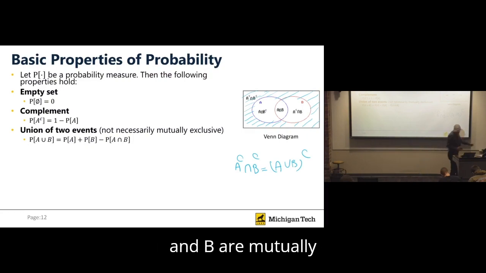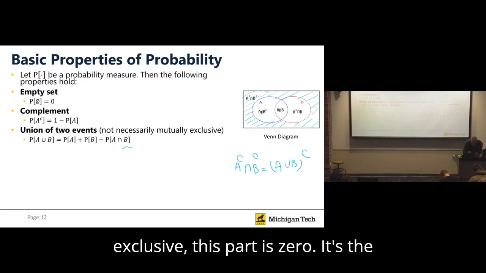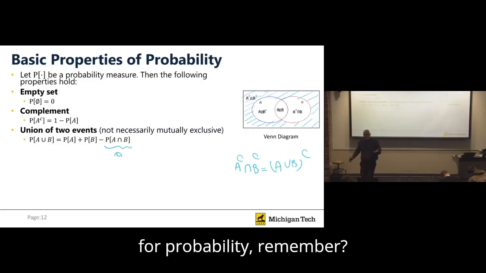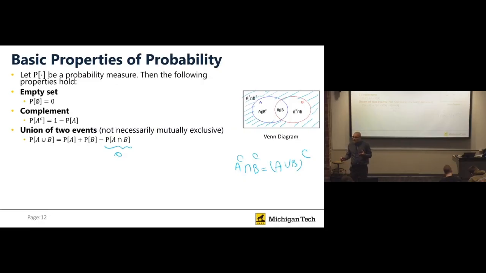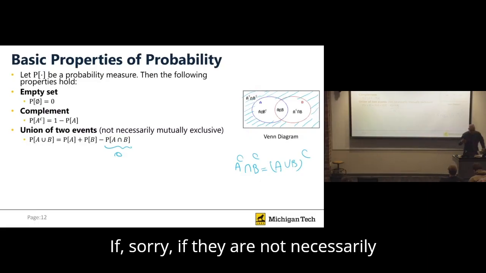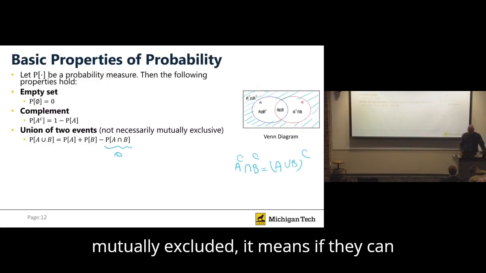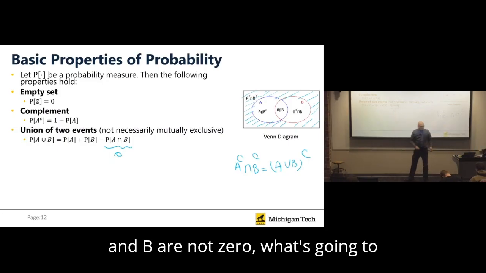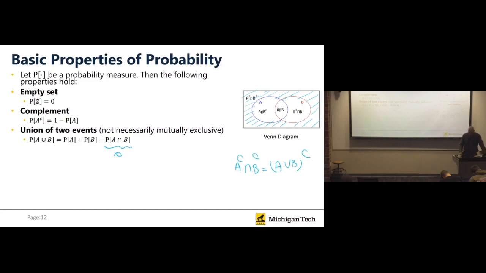If A and B are mutually exclusive, this part is 0. It's the last property of the axioms of probability, remember? But what if they are not necessarily mutually exclusive? It means they can happen at the same time. If P of A and B is not 0, what's going to happen? We're going to see that in an example.